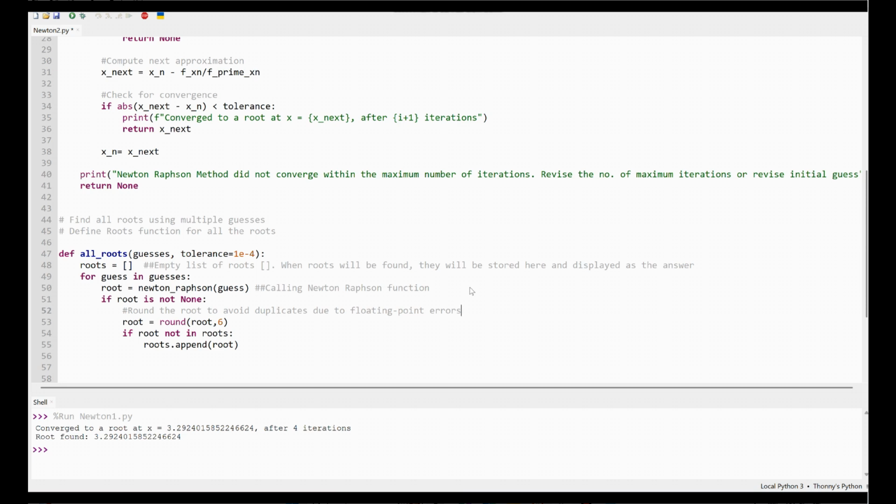So to avoid that, I would need to say round everything up to 6 decimal places. So for example, if you get 3.1111119 and then the other guess finds 3.1111117, it doesn't say that both of these roots are different roots. It will say that both of these are a single root, which is why I'm rounding it to 6 decimal places.